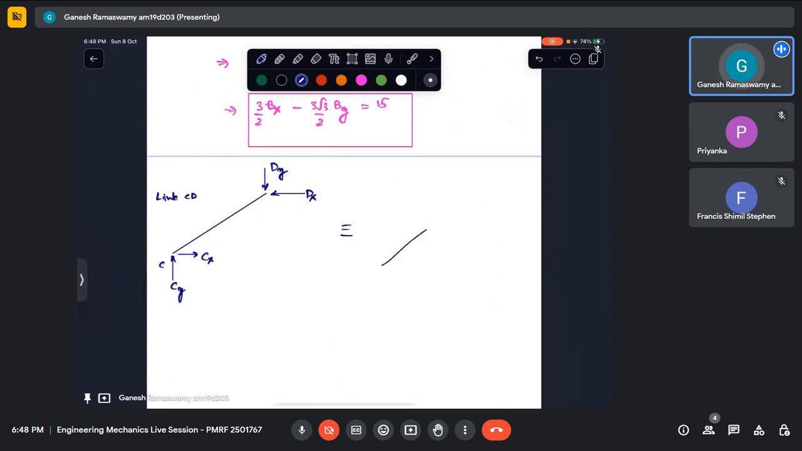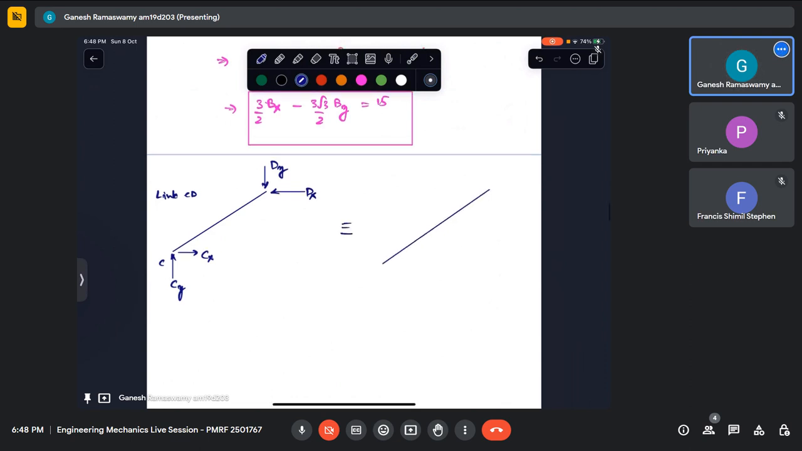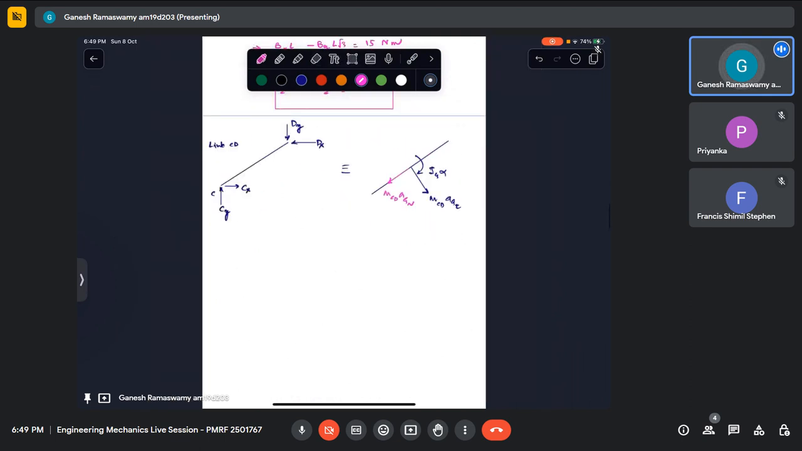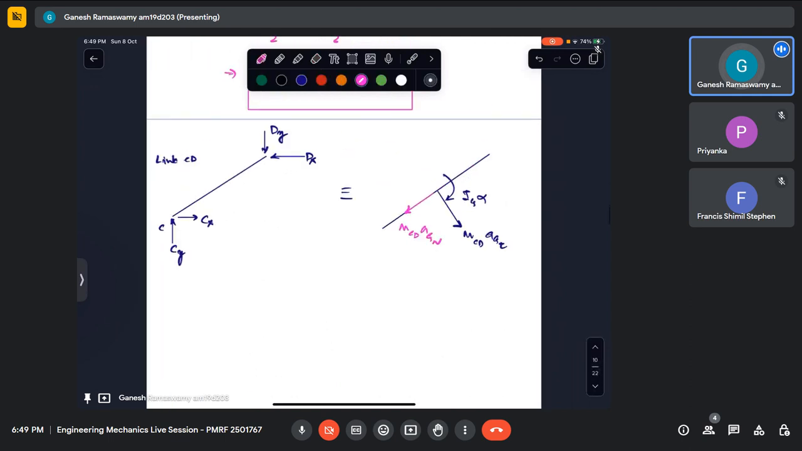Similarly, I'll draw the kinetic diagram. So the kinetic diagram is again I_G alpha, M_CD a_G tangential, and like that M_CD a_G normal. Now again, I won't repeat it. By virtue of this being massless, we don't have any contribution on the right side. In which case, I can see that there can be only one force existing here.